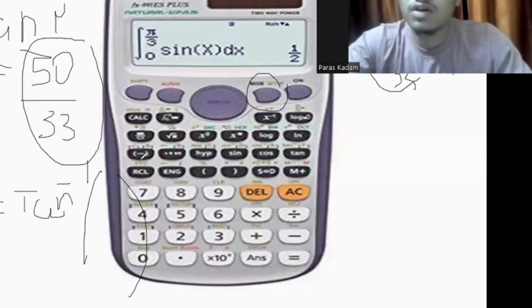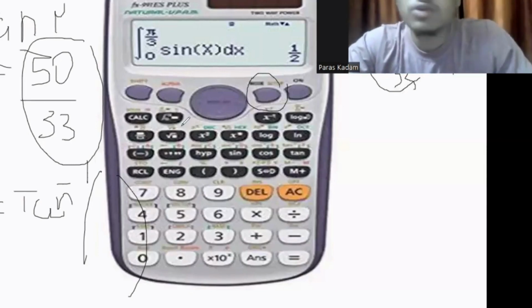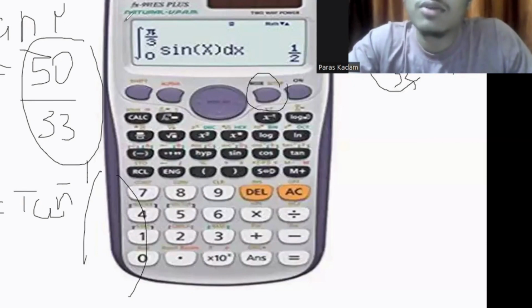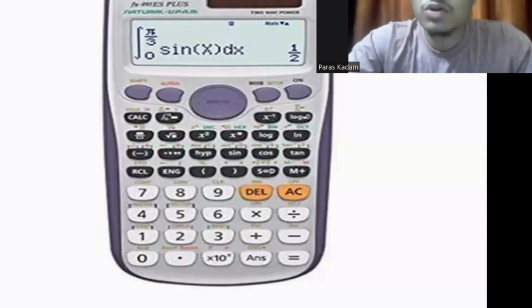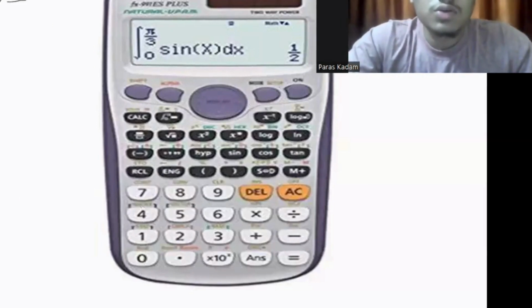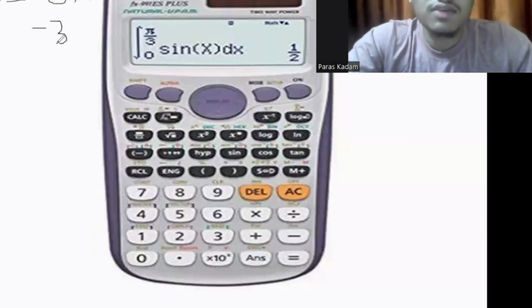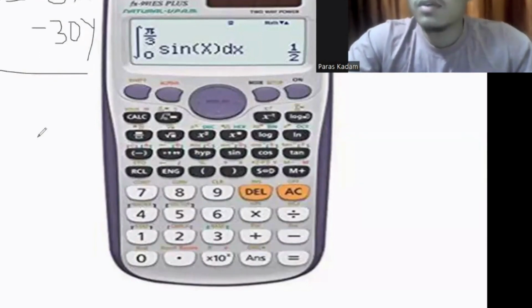Suppose you want to write a particular equation in a calculator, how will we do that? I will show you. Suppose you want to write this: 0 is equal to 20x minus 30y. How will you write this equation?